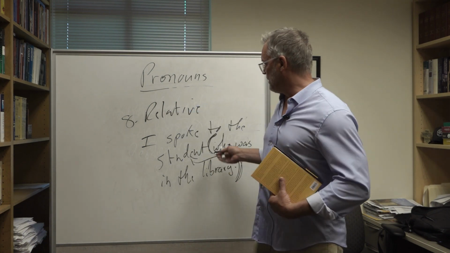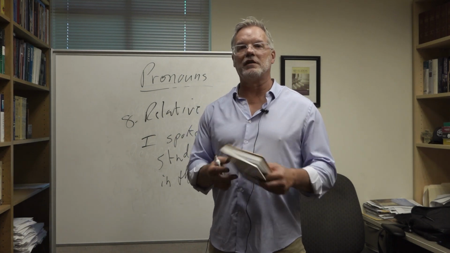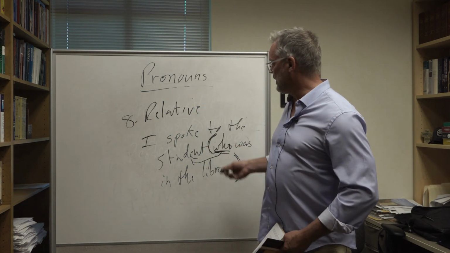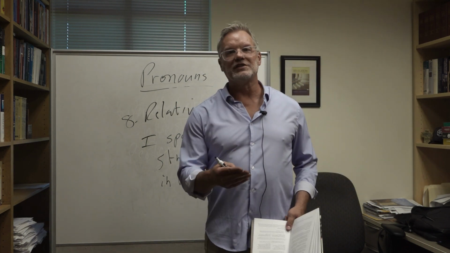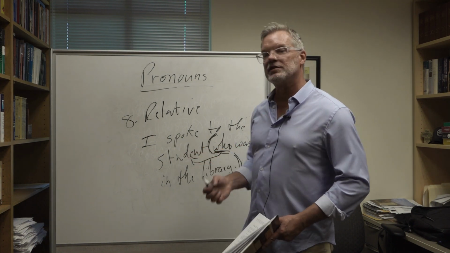But the purpose, or one of the main functions, of a relative clause and a relative pronoun is as an adjective. It will modify another noun. And that's what it's doing here in this English example: I spoke to the student who was in the library. Here the relative clause functions as an adjective to modify student.